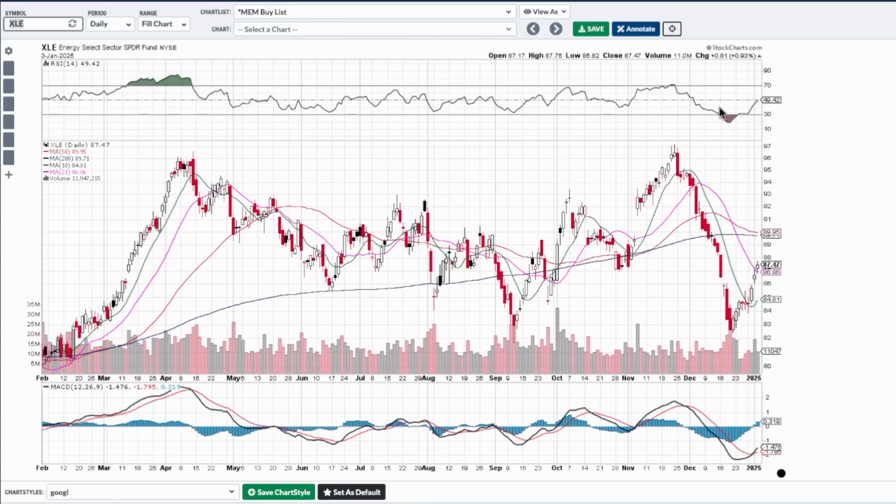XLE is the energy sector, and you can see that that RSI did get down here below 30. It was up 3.6%, the strongest sector this week. And the area that we talked about last week, most notably natural gas, did experience a continuation rally. I'm going to share with you this week's view of those charts.